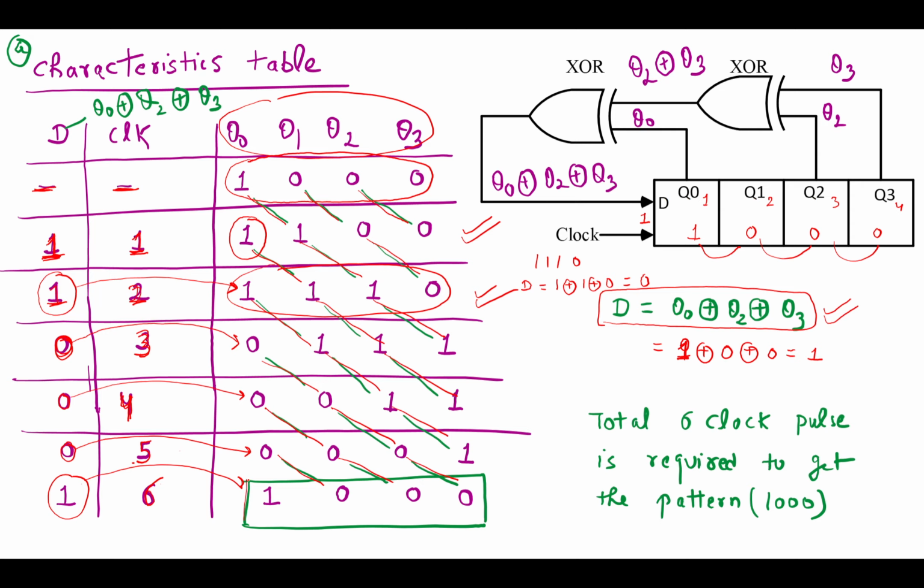Now if you check carefully, the data stored here is 1000. That is your original data. So what is the observation here? In the sixth clock, you get your original data. So that is the answer: in the sixth clock you get the original data.